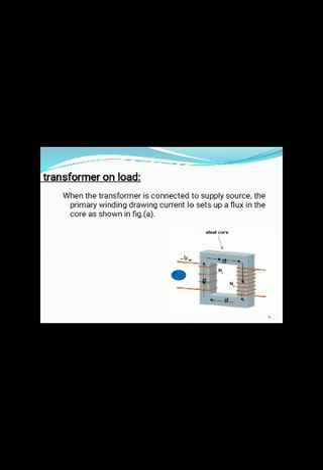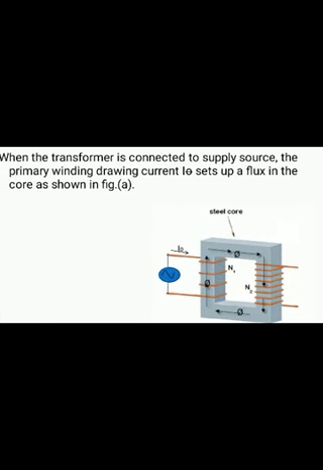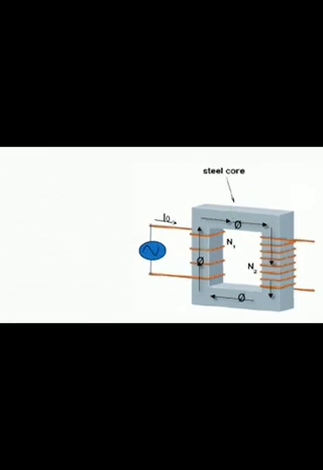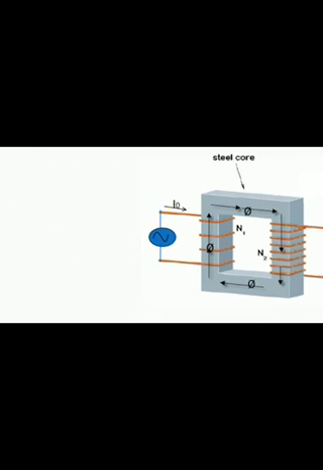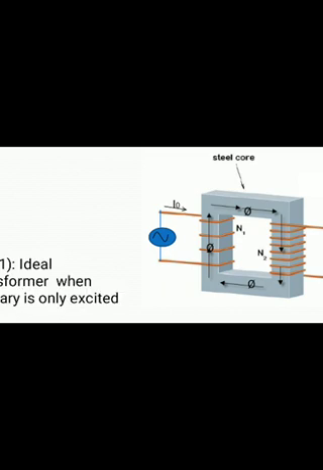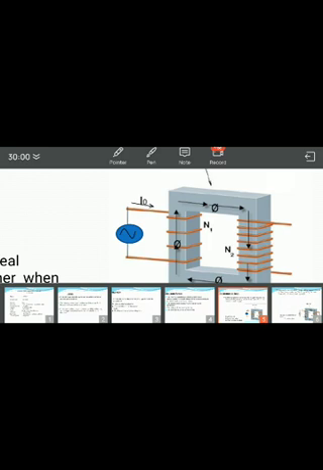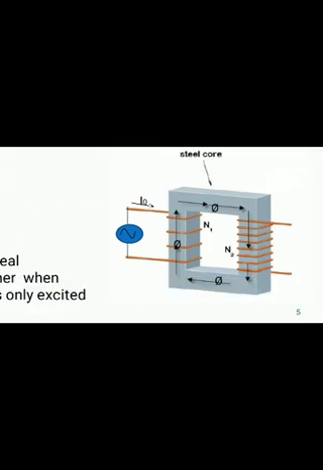See here, this I0 will set up the flux. Here, this is the I0 from the AC supply side. The flux in the core is φ. This is a steel core, and this flux is in two limbs.